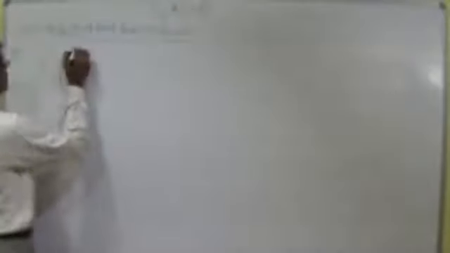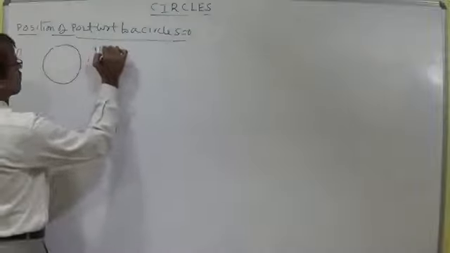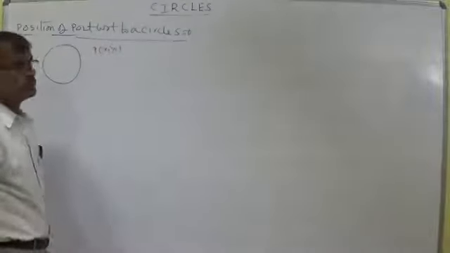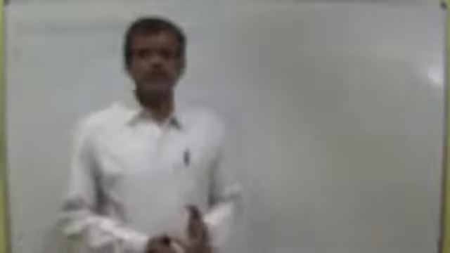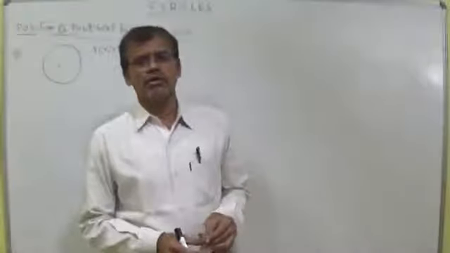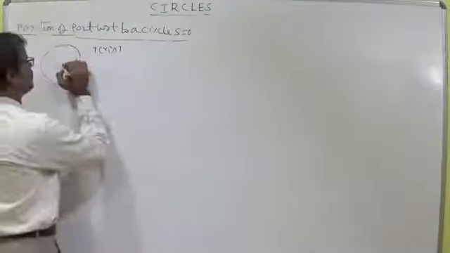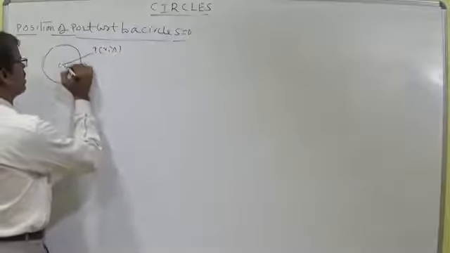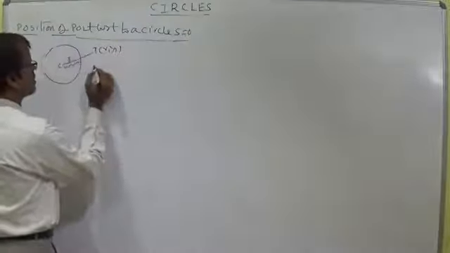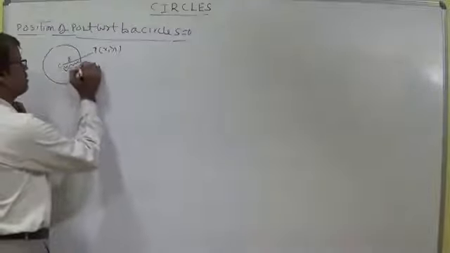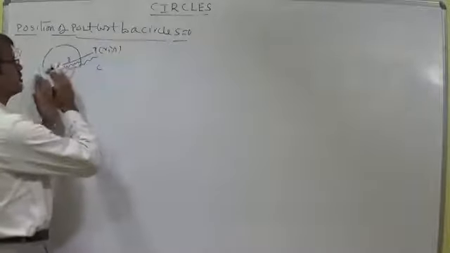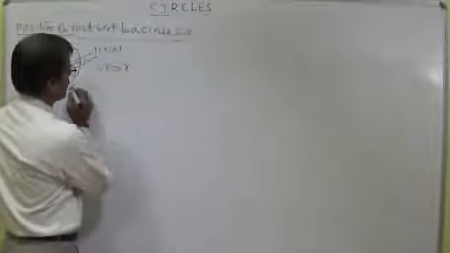First, the point. Put P here, P (x1, y1). Put the center C here. See whether the center C is (0, 0), or (-g, -f), or any point (x2, y2). So I am going to discuss it now. This is R. Here P is outside. Whenever P is outside, undoubtedly the distance between the center and the point is greater than R. So you can say CP is greater than R.